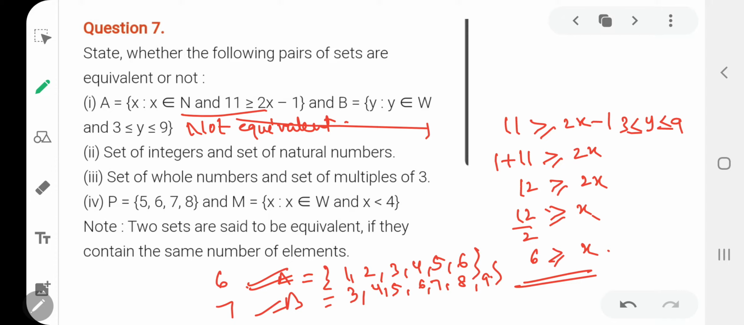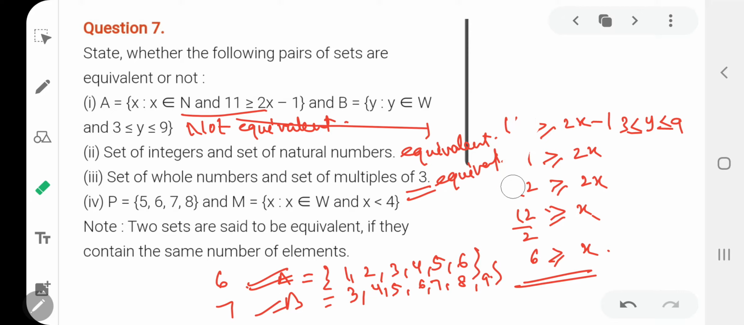Now next we have the set of integers and the set of natural numbers. My dear kids, the set of integers has an infinite number of elements. The set of natural numbers also has an infinite number of elements. Okay, both are infinite, so we can say they are equivalent. Number 3, the set of whole numbers has an infinite number of elements, and the set of multiples of 3 also has an infinite number of elements, so they will be called equivalent.